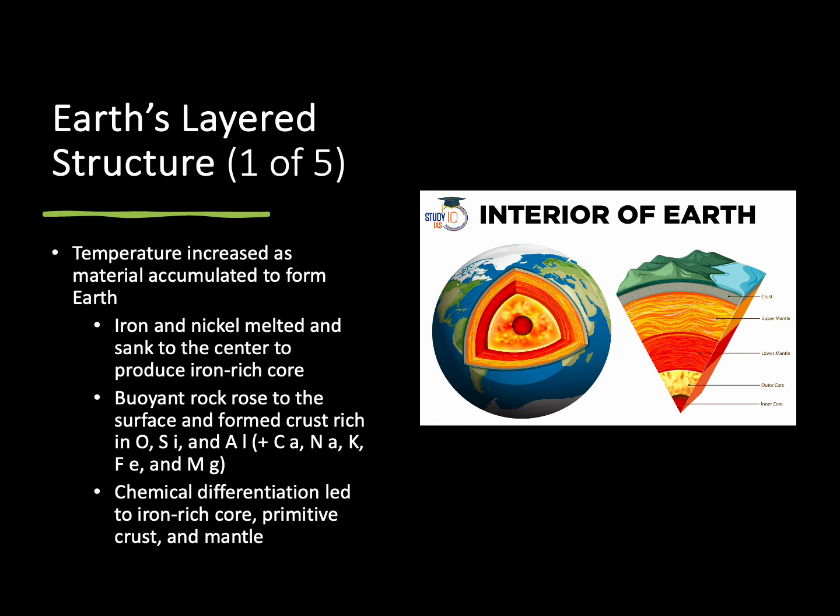We see that really buoyant elements, like our silicate, our salty elements, rose towards the surface and created our crust, which is why silicates are the most common minerals in our crust. And this is just called chemical differentiation. Based on the different densities or masses of these different elements, the heavy ones sank towards the center of the Earth, whereas the really lightweight ones rose up towards the surface, towards our crust.